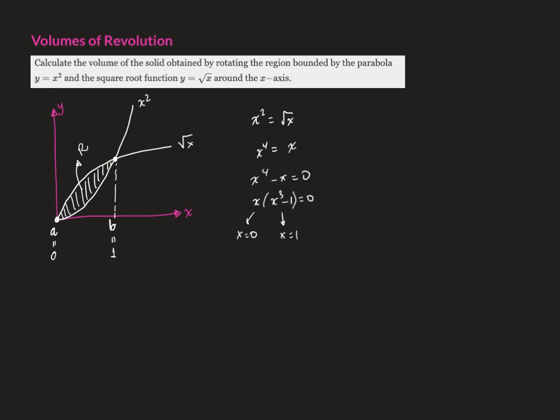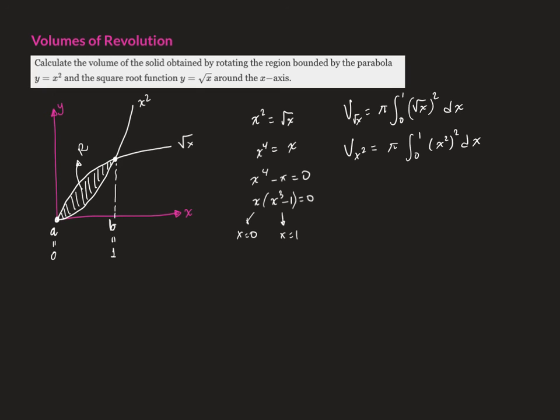Now the first volume that we need to calculate is if we were rotating the square root of x around the x-axis. So that would be the first volume, that is pi integral from 0 to 1 of root of x squared with respect to x. And the second volume, the one that we need to subtract from that solid to make it hollow, is the volume of rotating x squared. So that is going to be pi integral from 0 to 1 of x squared dx.